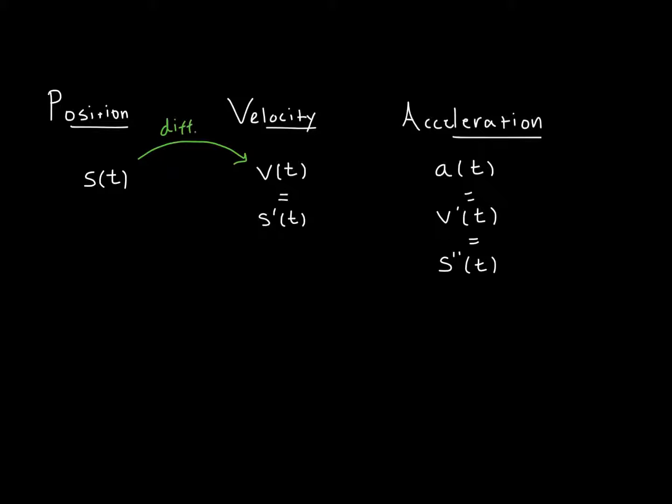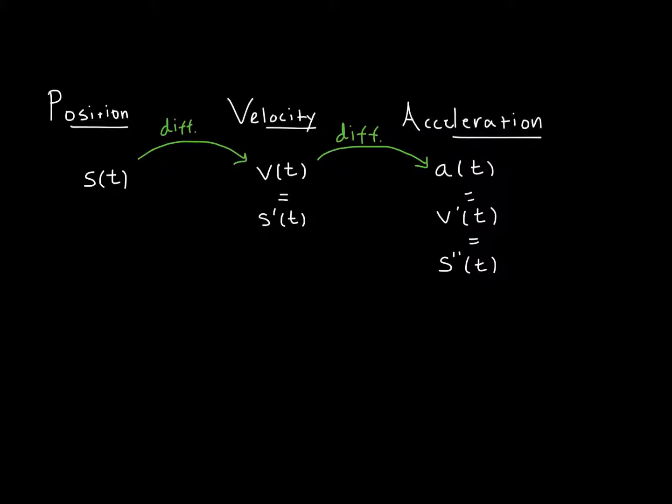And from velocity, I can go to acceleration. Again, by taking the derivative of velocity, I will get acceleration, right? v prime of t is a of t, which is, of course, s double prime. So taking the derivative twice of my position function gets me to acceleration. And so this tells me that the process of differentiation, right, or finding the instantaneous rate of change, allows me to move from position to velocity to acceleration.